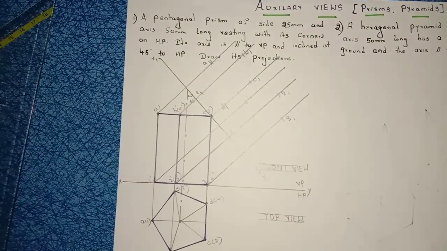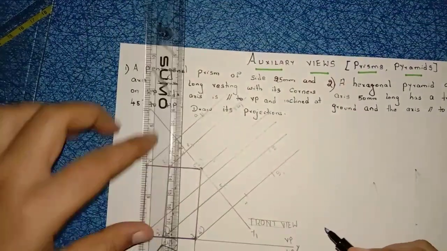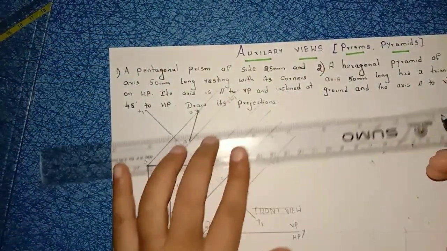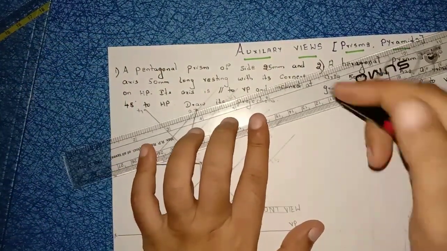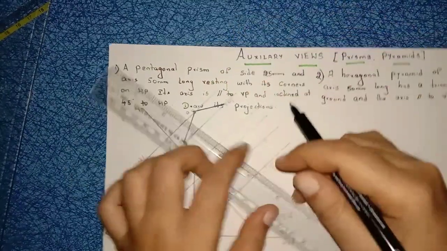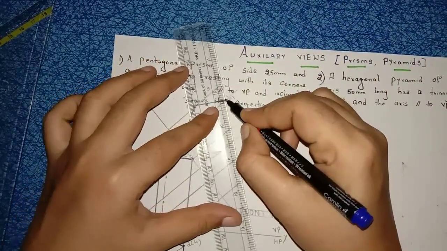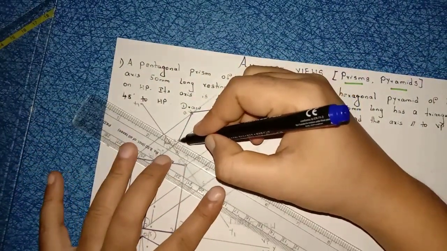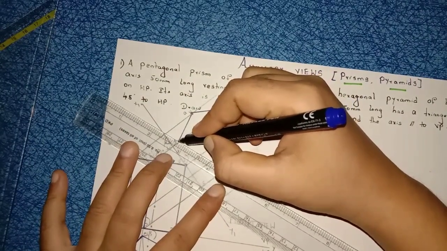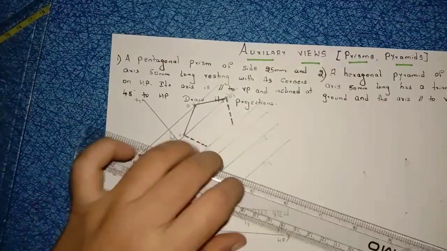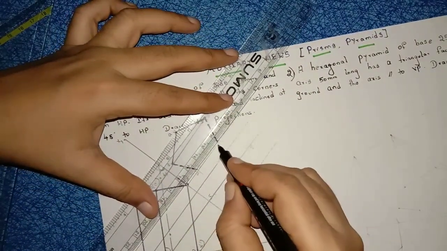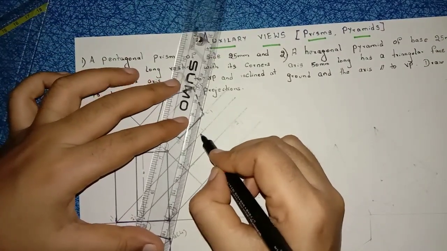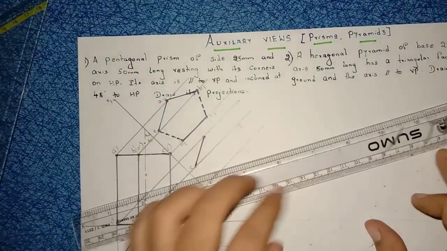Right, now join all these: A, B, C, D, E, 1, 2, 3, 4, 5. Let us see here. Join A1, B1, C1, D1. You will get one pentagon here. Right, then next join this 1, 2, 3, 4, 5. You will get another pentagon here.